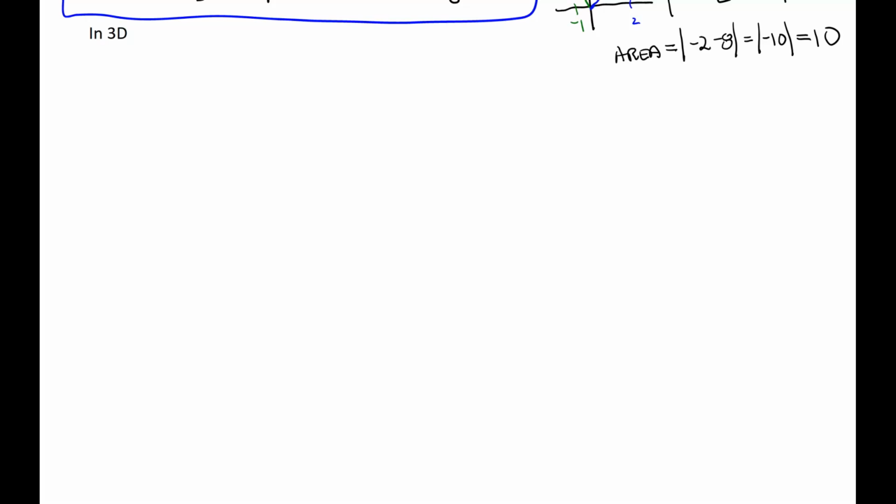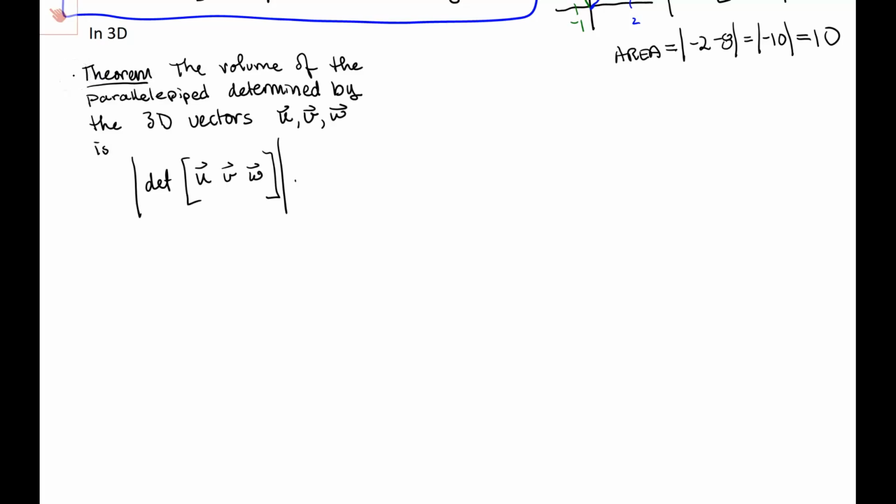In this video, we'll see how to compute the volume of a parallelepiped in 3 dimensions by using determinants. So here's our theorem. It's just the 3-dimensional analog to the theorem that we saw in 2 dimensions about computing the area of a parallelogram by using the determinant. This theorem says that the volume of the parallelepiped determined by the 3-dimensional vectors u, v, and w is equal to the absolute value of the determinant of the matrix that has those 3 vectors as its columns.